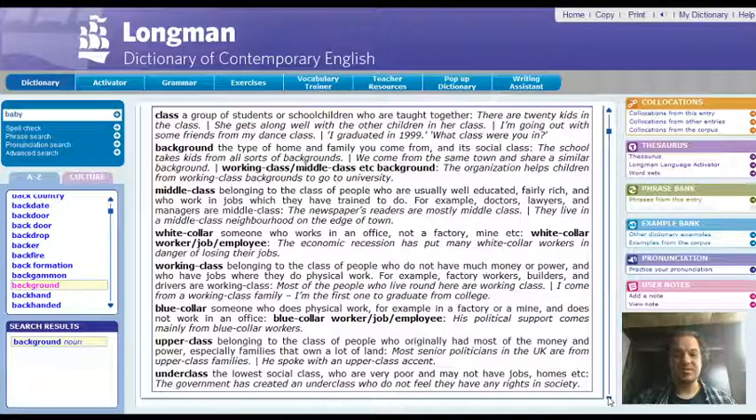Underclass: the lowest social class, who are very poor and may not have jobs, homes, etc. The government has created an underclass who do not feel they have any rights in society.